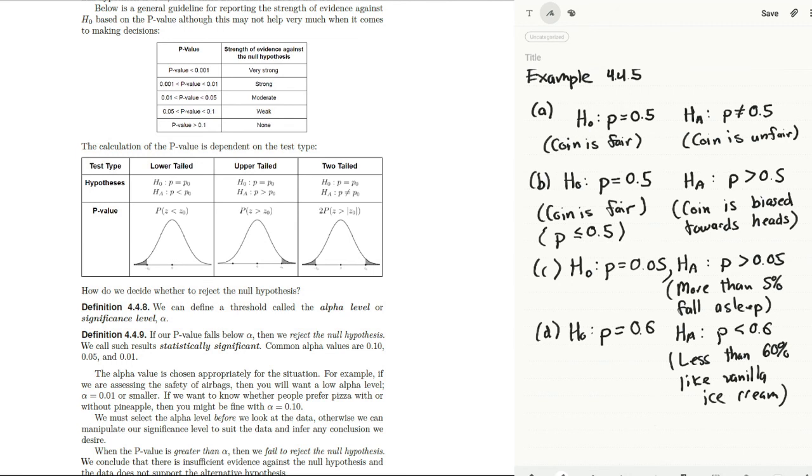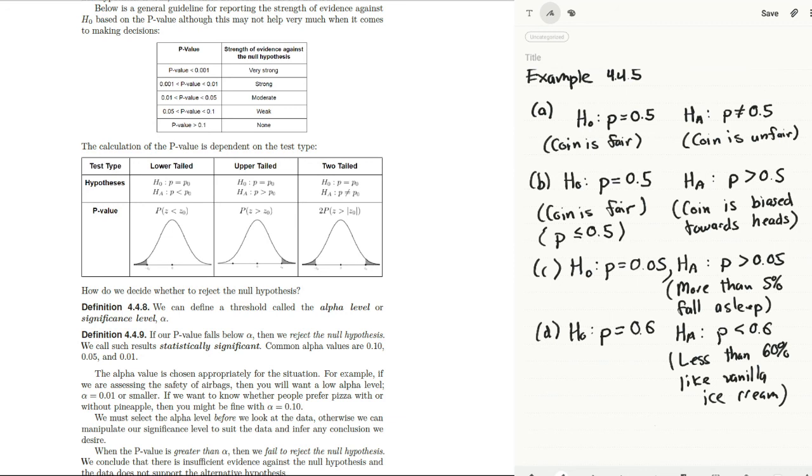Now, if the p-value is greater than alpha, then we will fail to reject the null hypothesis. And we should not accept the null hypothesis as we have not proven that the null hypothesis is true. The most that we can say is that the null hypothesis doesn't appear to be false, and so we have insufficient evidence for the alternative hypothesis.